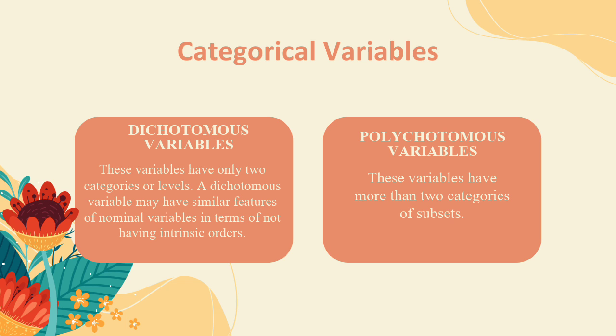The next, polychotomous variables. These variables have more than two categories or subsets. For example, a variable like computer proficiency level, which could have subsets like beginner, intermediate, and advanced. Other examples of this variable include educational qualification and religion.